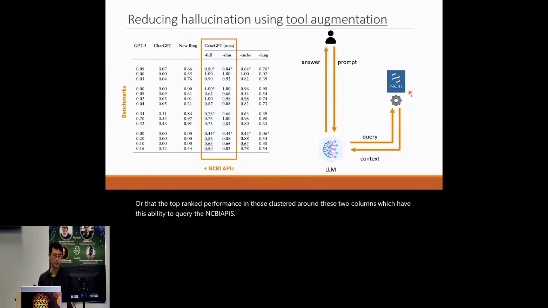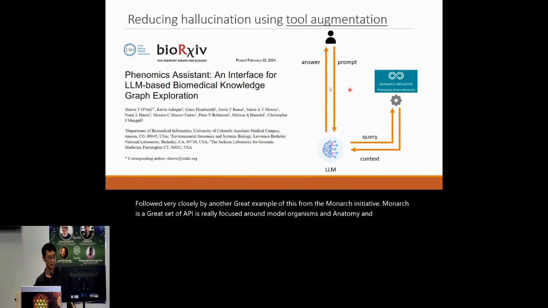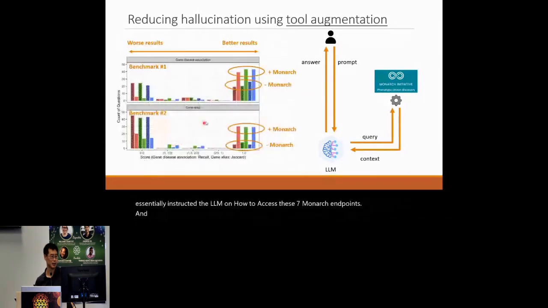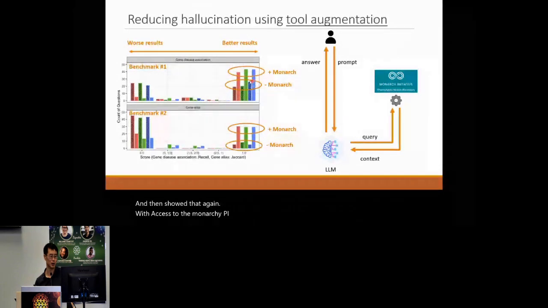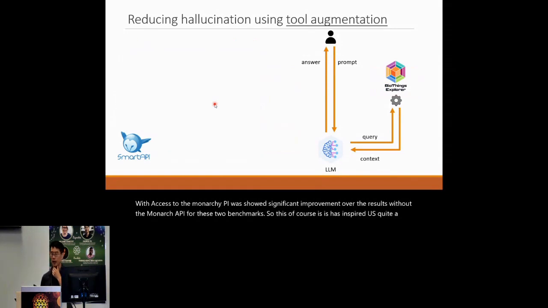This approach for tool augmentation was followed very closely by another great example from the Monarch Initiative. Monarch is a great set of APIs focused around model organisms, anatomy, diseases and so forth. And they built this Phenomics Assistant. Similarly, they instructed the LLM on how to access these 7 Monarch endpoints, and then showed that with access to the Monarch API, there was significant improvement over the results without the Monarch API for these 2 benchmarks.